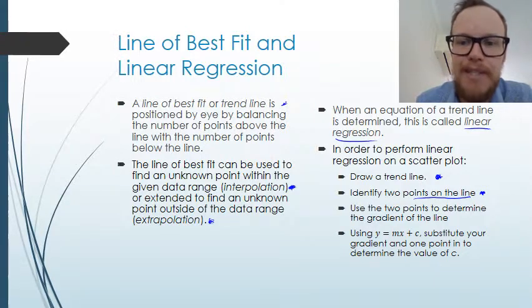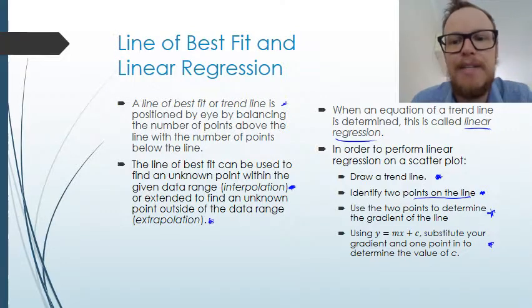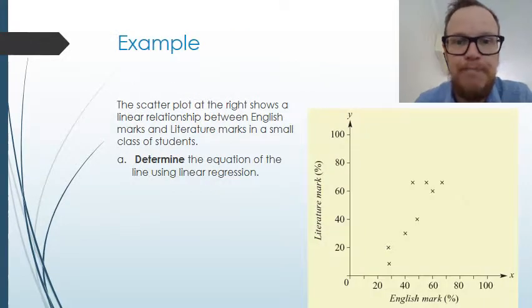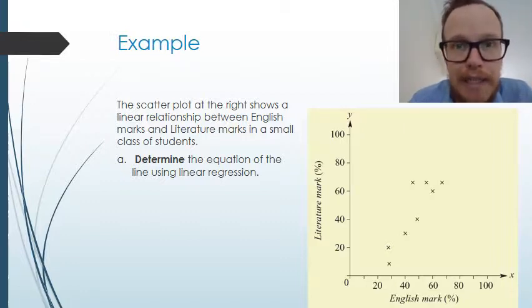Use the 2 points then to determine the gradient of the line, and then use y equals mx plus c, substituting one of the points on the line to determine the equation, to find the value of c. So let's have a look at an example now. This example looks at a relationship between an English mark and a literature mark for a small group of students. The first question that we're asked is to determine the equation of the line using linear regression.